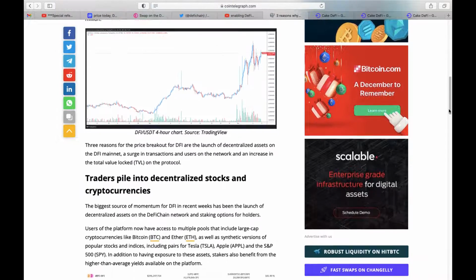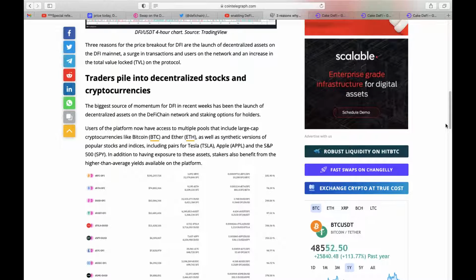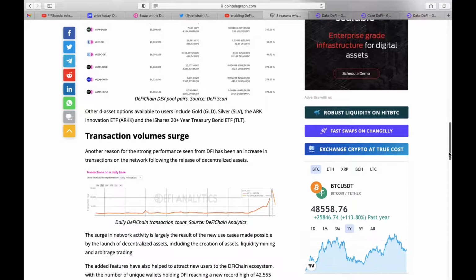It also talks there, traders pile into decentralized stocks and cryptocurrencies. The biggest source of momentum for DeFi in recent weeks has been the launch of the decentralized assets on the DeFi chain network and staking options for holders. Users of the platform now have access to multiple pools that include large cap cryptocurrencies like your Bitcoin, your ETH, as well as synthetic versions of popular stocks and indices, including pairs for Tesla and Apple, like I said earlier, and the S&P 500. So that's, again, mainstream-wide adoption by doing all this. This is what they're doing.